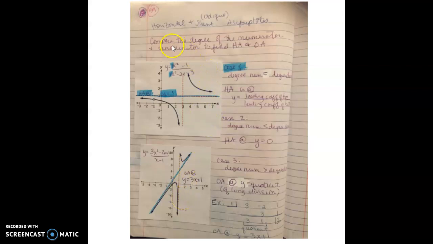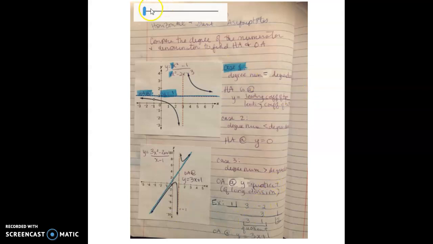Okay, so first thing, to find horizontal and slant asymptotes, you will find the degree of the numerator and the denominator. So you'll take the degree of the top, you'll compare it to the degree of the bottom, and you have three different cases to look at as to what will happen. Either the degree of the numerator will be equal to the degree of the denominator, the degree of the numerator will be less than the degree of the denominator, or in case 3, the degree of the numerator will be bigger than the degree of the denominator. Each of these cases has a different situation for your asymptotes.